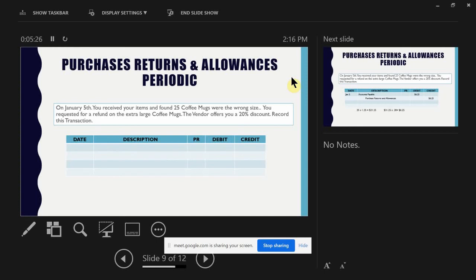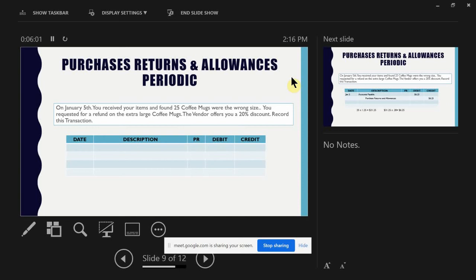Now, what happens if you receive the items, but they ended up being the wrong color or the wrong size? Okay? So in this case, I received extra large cups when I didn't need the extra large cups. I just needed the regular sized cups, right? Here, the vendor can do many things with you. They can give you the option to either give you a credit, they can either give you a refund, or they can apply it to another invoice, or, in other words, they want to still try to keep your business.